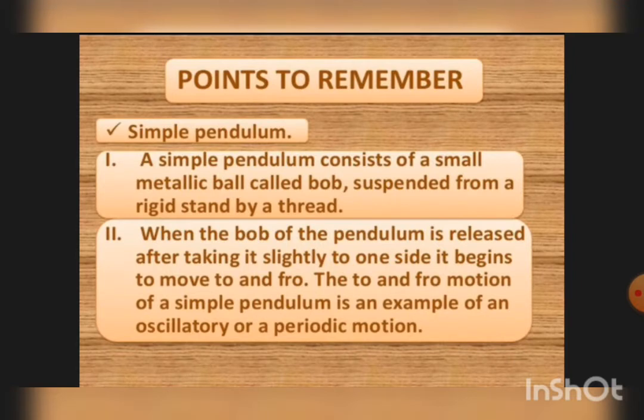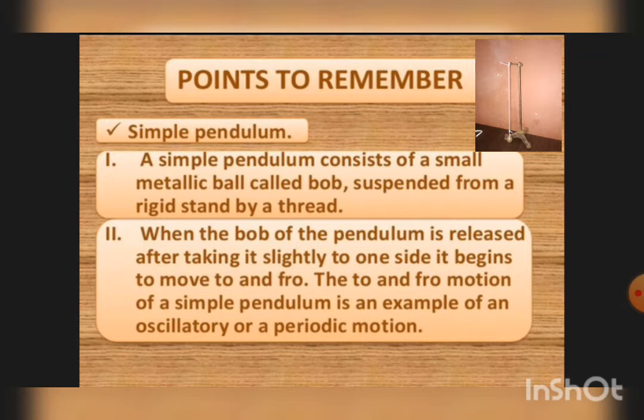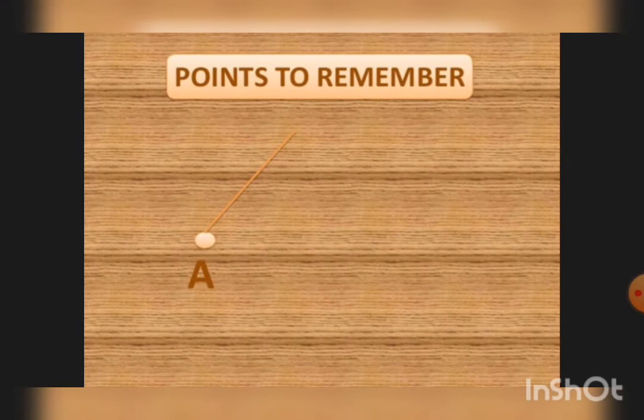Now what is a pendulum? A simple pendulum consists of a small metallic bob, called a bob, suspended from a stand with a thread. When the bob of the pendulum is released, after taking it slightly to one side, it begins to move to and fro. The to and fro motion of a simple pendulum is an example of an oscillatory or a periodic motion. Now this way you have to remember, slightly take the pendulum.